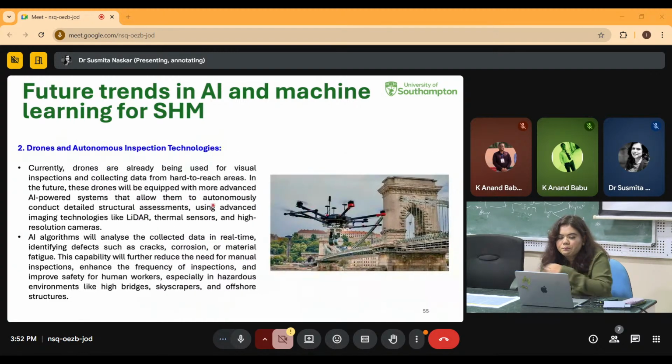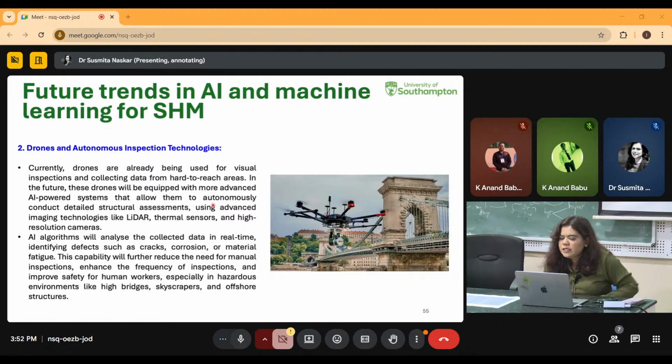And then another one that's also nowadays quite being used a lot, which is the drones and autonomous inspection technology. Currently drones are widely used for visual inspection, right, for bridges, buildings and other infrastructure, especially, as I said, hard to reach areas, hazardous areas. Looking ahead, those drones will be integrated with AI-powered systems and advanced imaging technologies like LiDARs or thermal sensors. They are being fitted with thermal sensors to understand the temperature and high resolution cameras to see, as I was saying, whether there is some kind of crack being initiated, whether there is some corrosion.